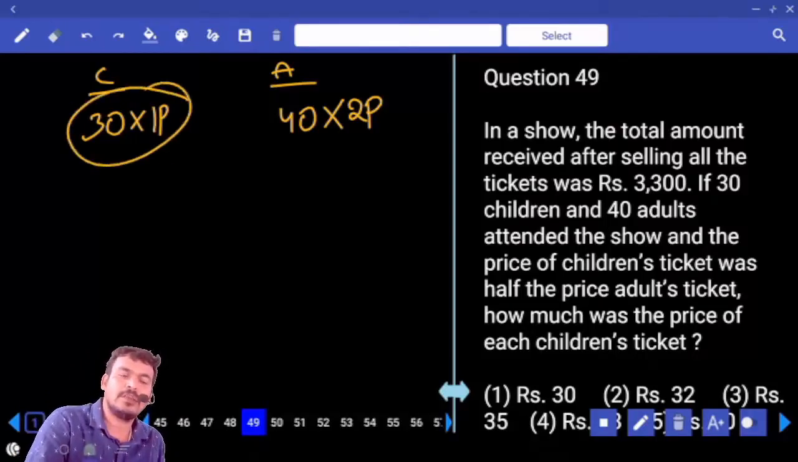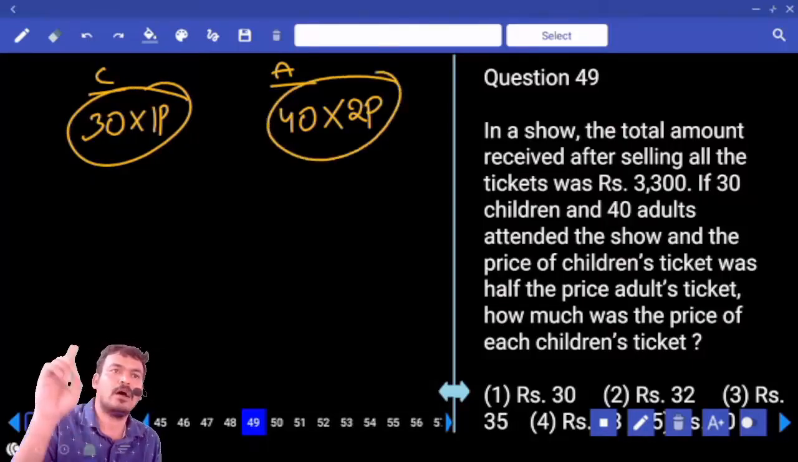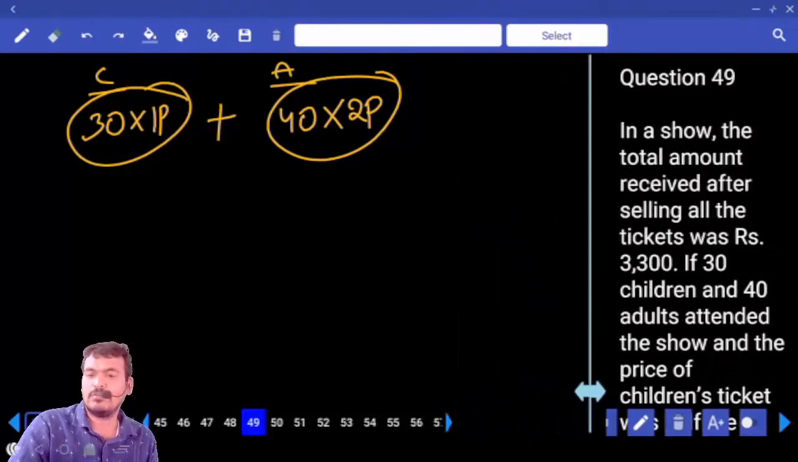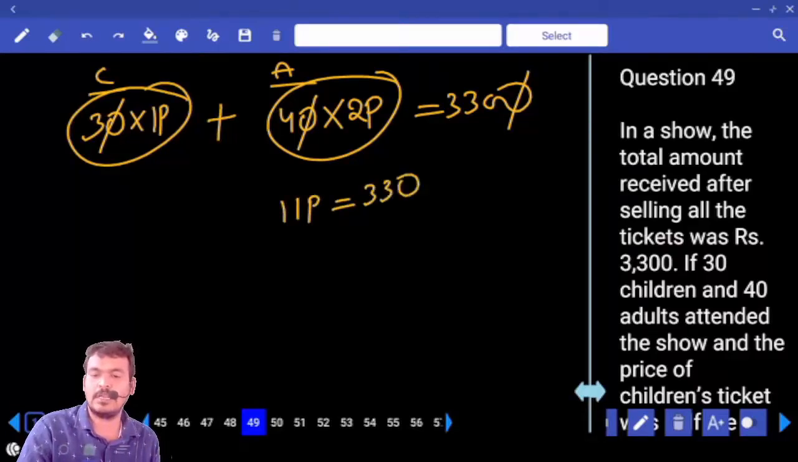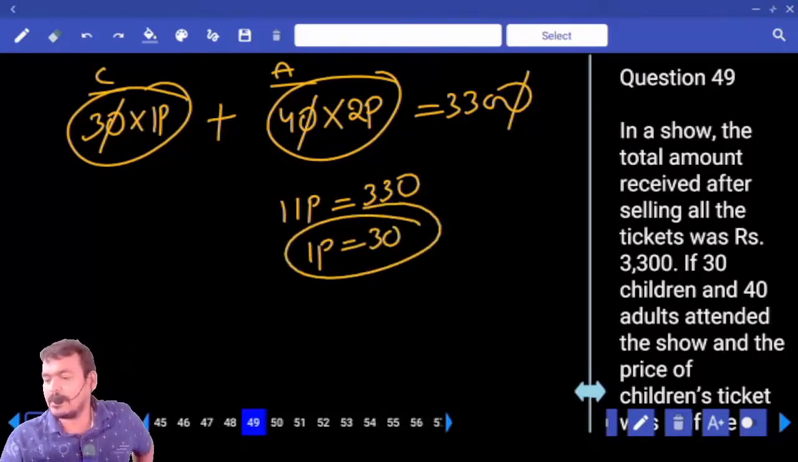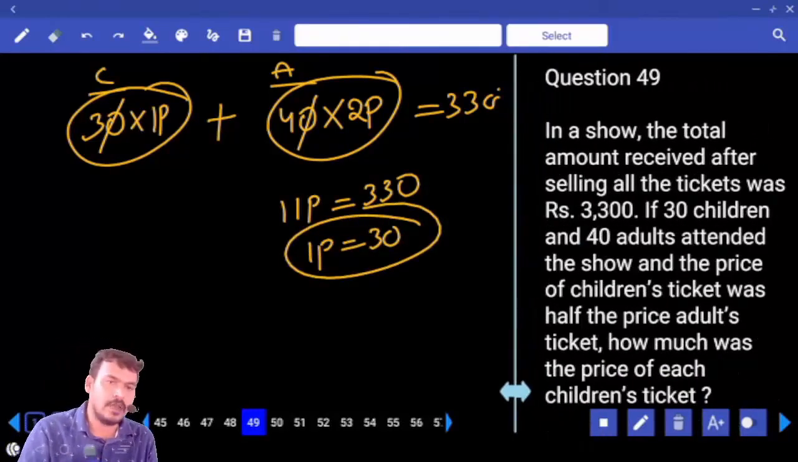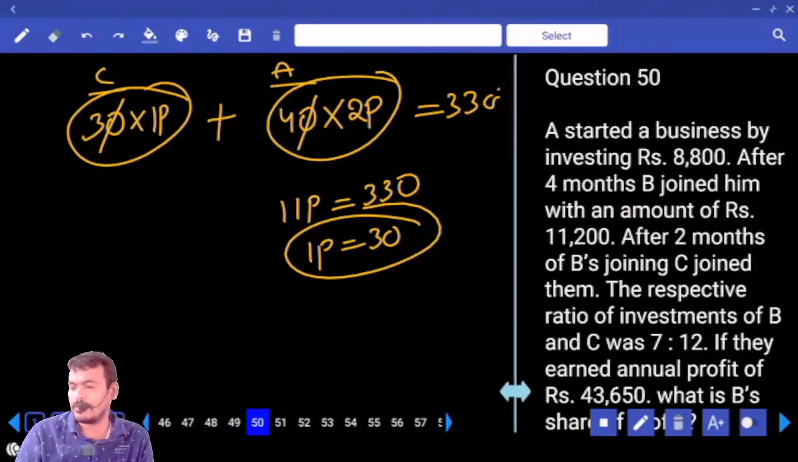30 into 1 part is the amount of which tickets? Children. 40 into 2 parts is the amount of adults. Both are adding, it is the total amount, or not? What is the total amount? 3,300, or not? Left hand side zeros, right hand side 0 cancel, or not? 3 ones are 3. 4 twos are 8. Total 11 parts. 11 parts equal to how much? 330. Then every 1 part is 30, or not? 1 part is nothing but which ticket? Children. Answer 30. Next question number 50.